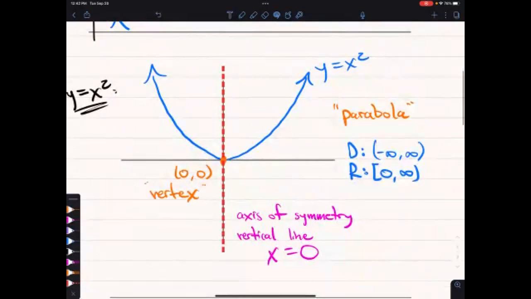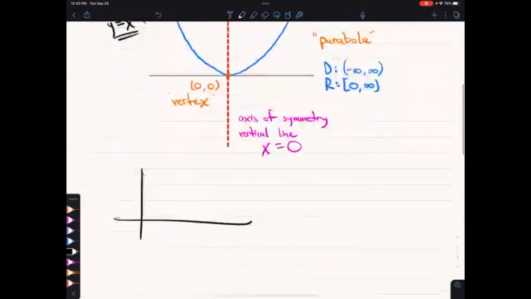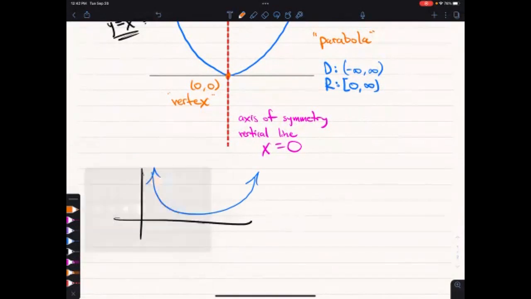Okay, so that's the terminology. Everybody good so far? All right. So for this, the vertex is right here. So the axis of symmetry would be right there, right? It's not that it's the y-axis. For y equals x squared, it happens to be the y-axis, but that axis of symmetry moves along with the vertex, right? Okay.